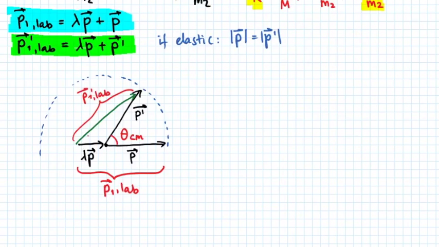And the angle between P1 lab prime and P is nothing other than theta sub lab. So by constructing this diagram, you can always figure out geometrically the connection between the angle of scattering theta in the center of mass and the angle of theta in the lab frame.